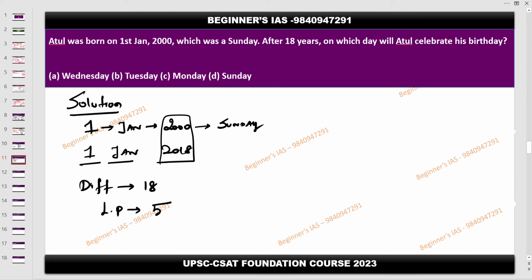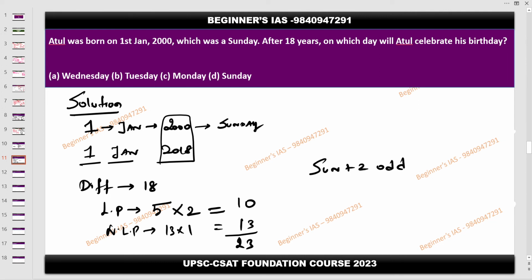Here, therefore, 2000, 2004, 2008, 2012, then 2016. How many years are there? 5. Therefore, 5 into 2 odd days is 10. Then how many non-leap years will there be? 13. Therefore, 13 into 1 is 13. So 23, 21 will go. Therefore, Sunday plus 2 odd days is Tuesday. Understanding?